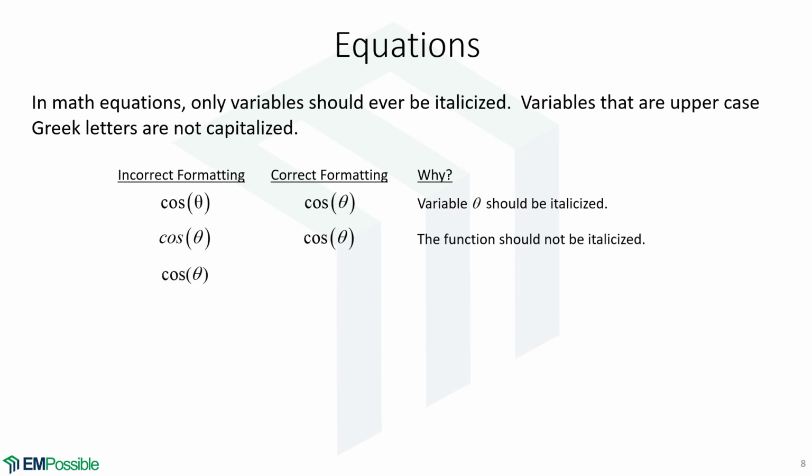All right, what about this? Is that correct formatting? Cosine's not italicized, theta is. It's not. The parentheses aren't correct. Whoever typed this just typed a parenthesis, a theta, and then the other parenthesis, and that's not correct. And in a math editor, there's usually a special operation to enter parentheses to put stuff inside. And notice these parentheses are bigger than the theta. That's not the case over here.